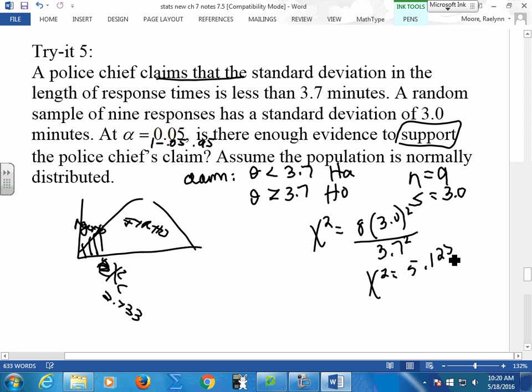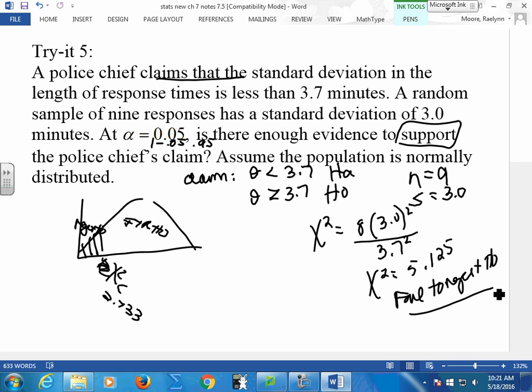5.125. So, where do we fall? Fail to reject what? H0. Good. Fail to reject, you gotta say H0, because you could reject HA, but we're always testing the H0. So if we fail to reject this, are we gonna be able to support his claim? No. So follow your chart.